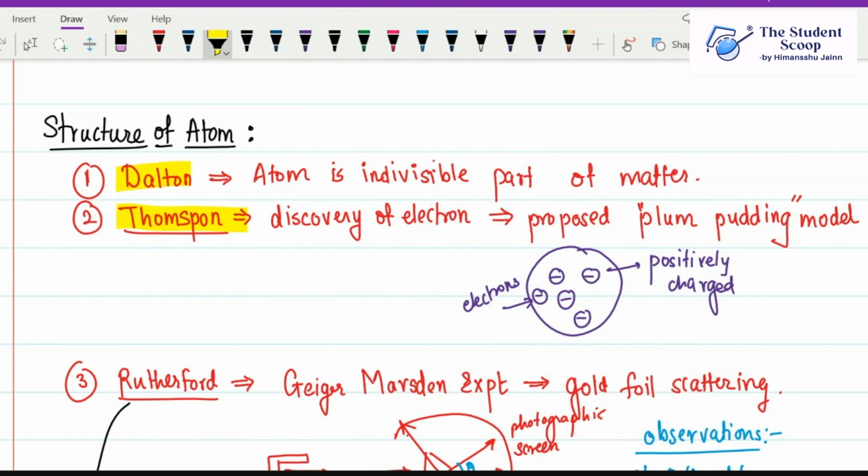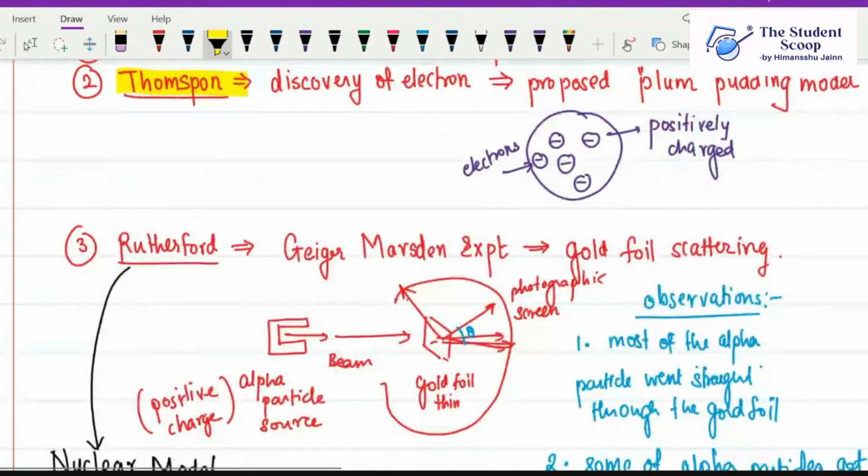So this model was the first actual model we had which had some scientific backing, because the discovery of the electron supported that. But there were a lot of failures for multiple elements, how those electrons are staying together, and all those questions were raised. Then after a few years, Rutherford with his associates Geiger and Marsden developed an experiment for gold foil scattering.